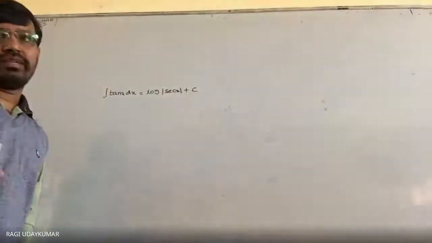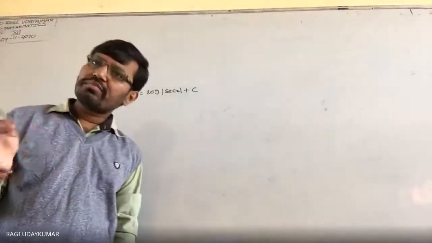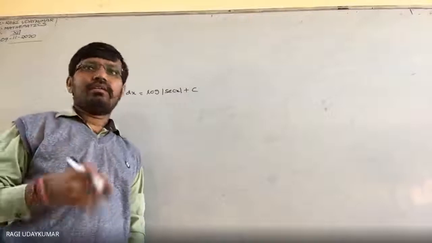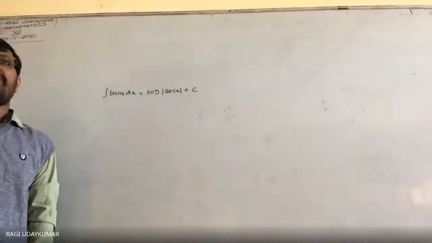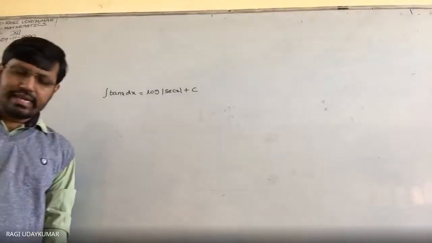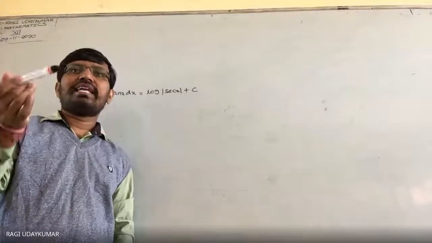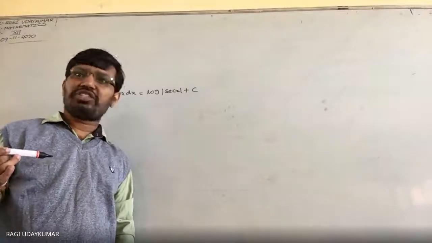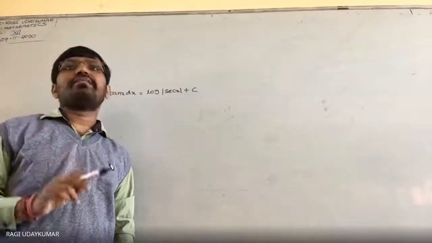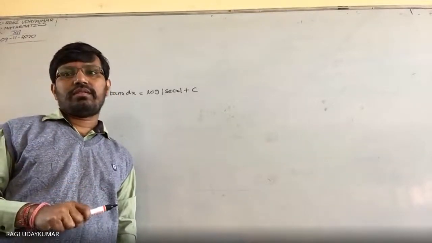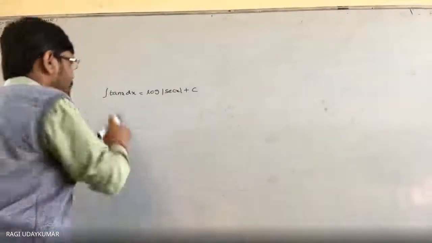Do remember this one. The proof you should remember a little. If you try to remember the proof, you can. It is a very simple proof. Integration of f dash of x by f of x dx is equal to logarithm of modulus of f of x. Tan x is nothing but sin x by cos x. The differentiation of cos x is minus sin x, so wherever you get the minus, the reciprocal comes. Integration of tan x.